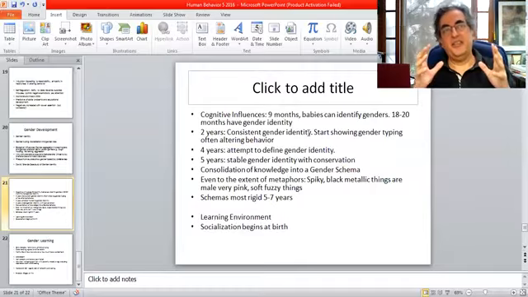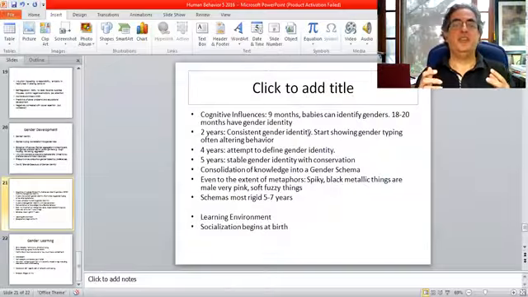And this time of maximum gain of gender schema is also when gender schemas tend to be most rigid. So boys will actively avoid dressing in things, saying, I have not worn this, this is for girls; I have not worn this, this is for boys.